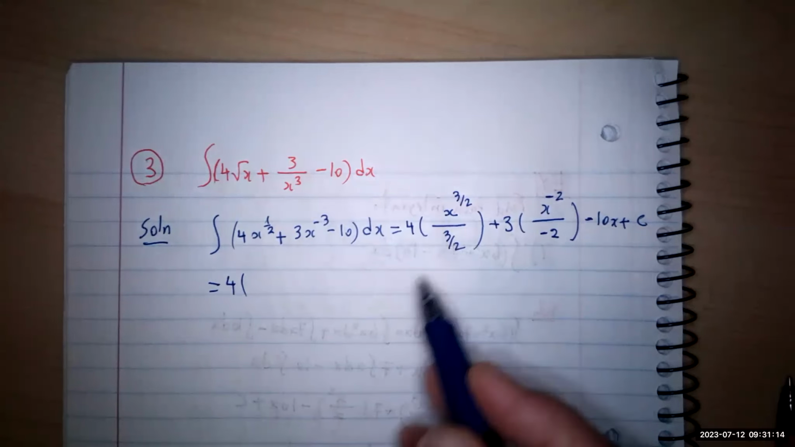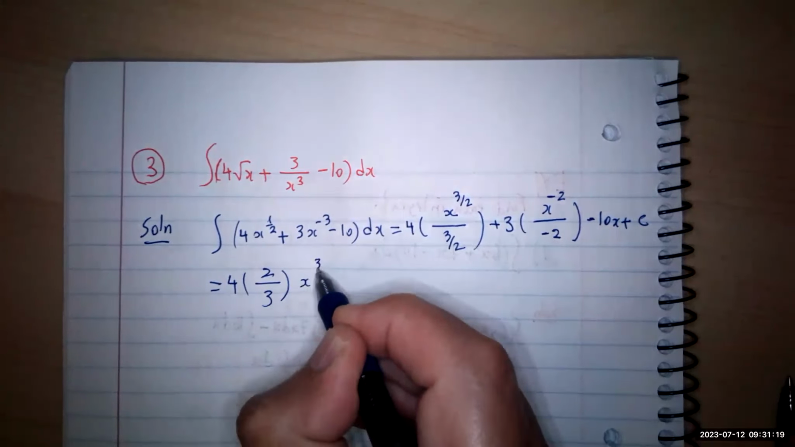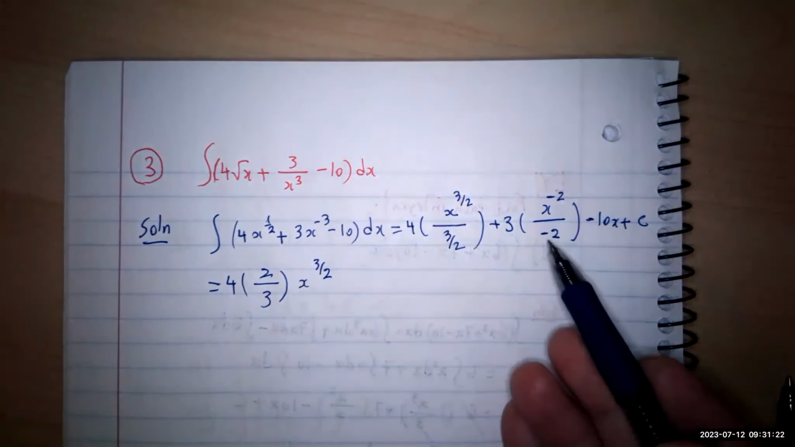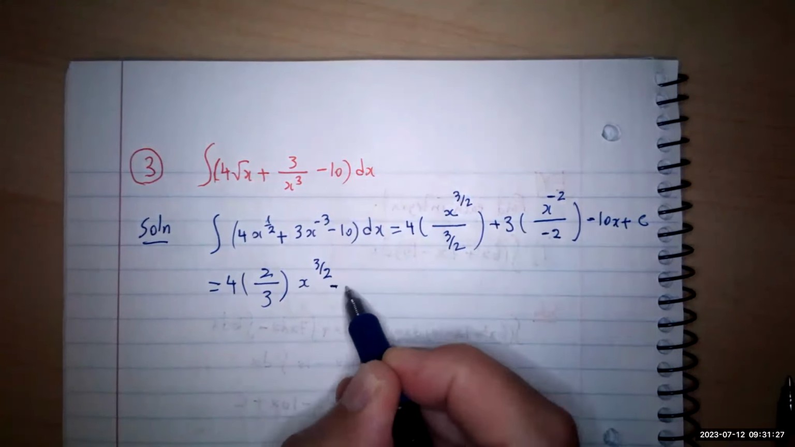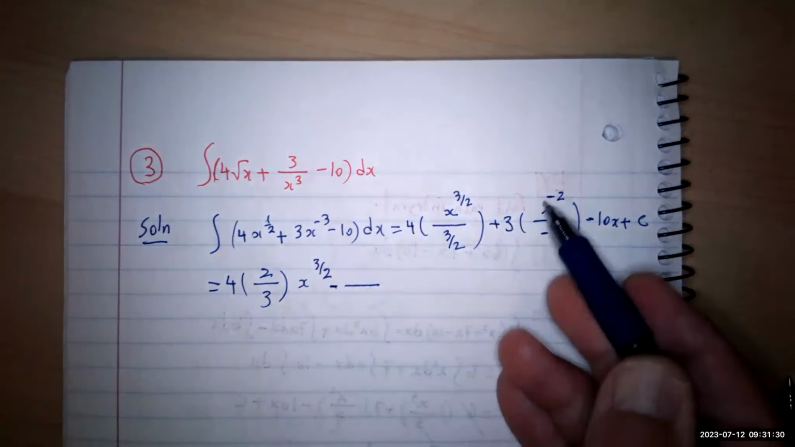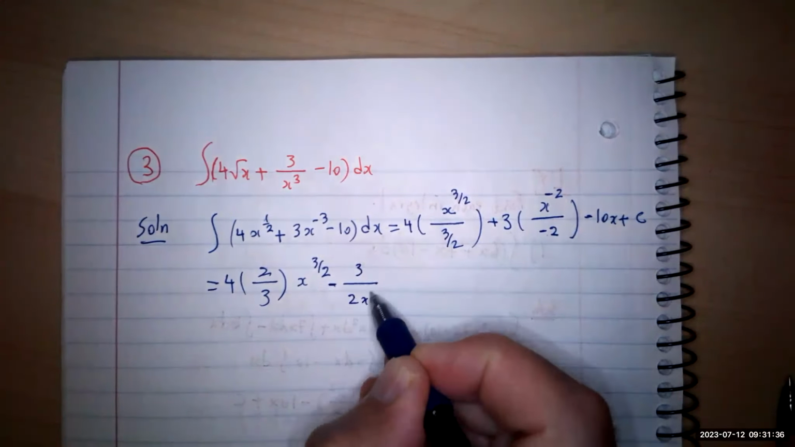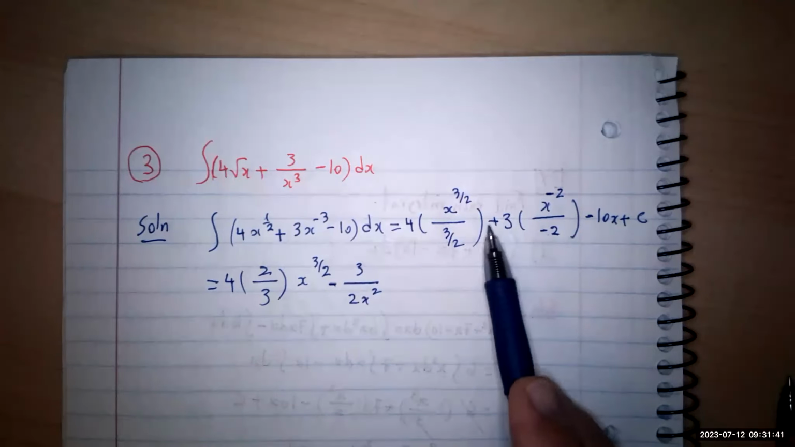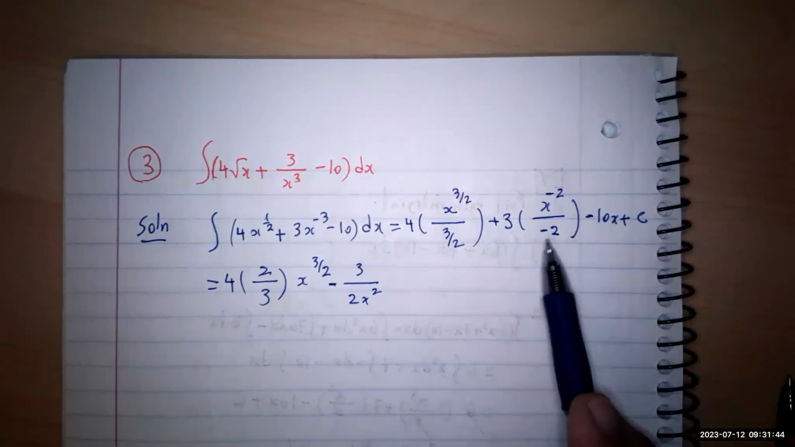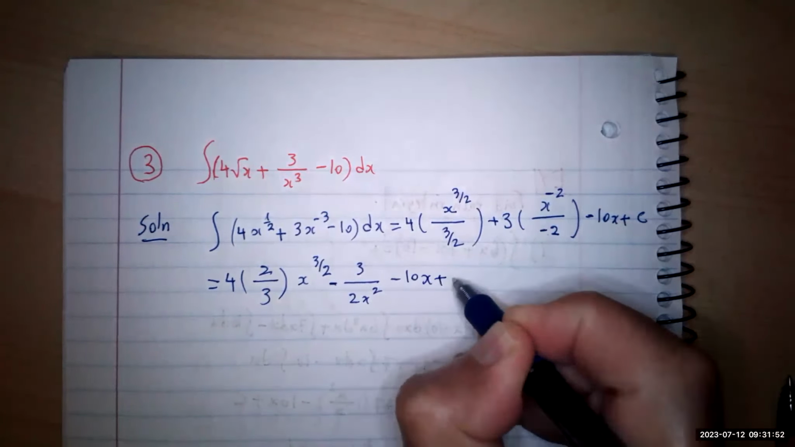Okay, you flip the 3/2 into the 2/3. Okay, 2/3, then x to the 3/2. And over here, no negative. This is going to be the negative sign of the fraction. So it's going to be -2, negative. You get a fraction bar. You put the 3 on the top. You bring the x to the negative 2 down. It's going to be 2x squared. Okay, so this is going to be negative, the negative sign of the fraction. 2 stays down in the denominator. X to the negative 2, you bring it down. And minus 10x plus the constant.